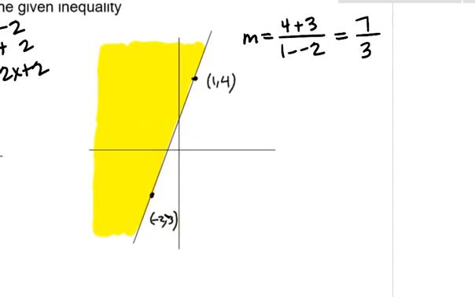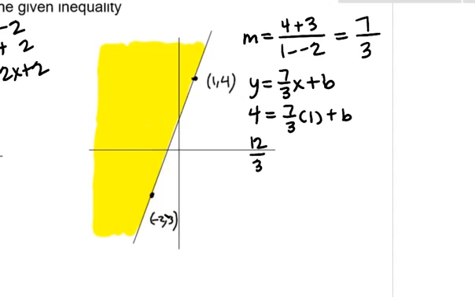So what I could do is say y is going to equal 7/3 of x plus some b, that's going to be our y-intercept. And I'll use this point 1, 4 right here. So I'll let y equal 4. And I'll say 4, well that's 12/3, is equal to 7/3 plus b, meaning b needs to equal 5/3.